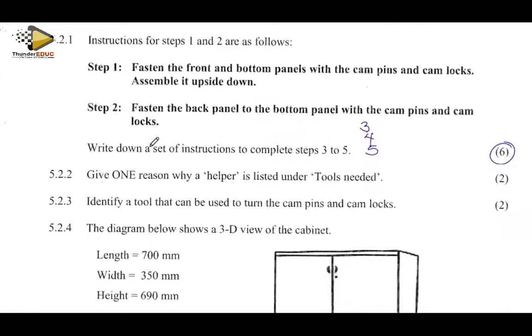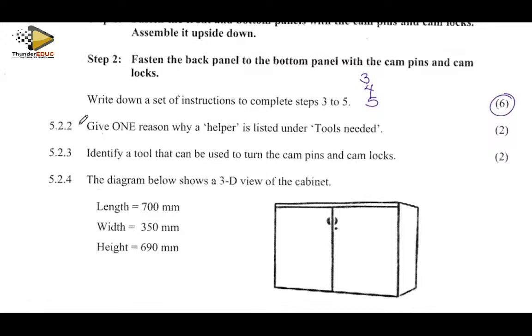Let's go to the next one. Okay, 5.2.2. Give one reason why a helper is listed under tools needed. Definitely 4. Extra support. Extra support.